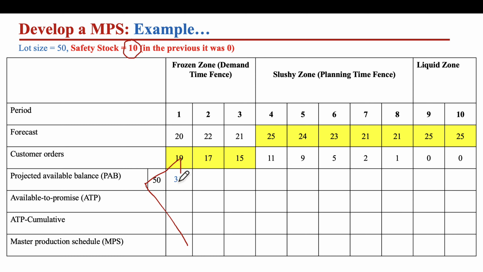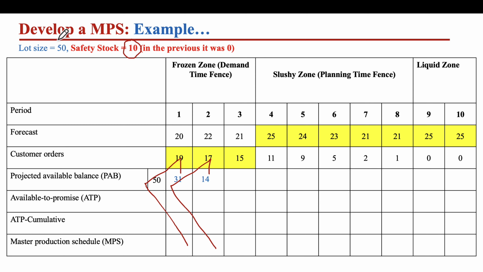0 plus 50 minus 19, and that is equal to 31. Is this 31 sufficient to meet 17? Yes, it is. So no production. PAB will become 0 plus 31 is 31 minus 17 is equal to 14. Now, is this 14 sufficient to meet the demand for 15? No, it is not. So which means we have to produce here.